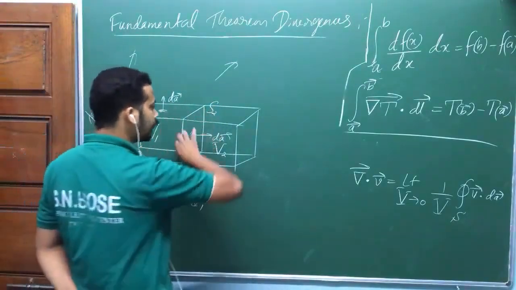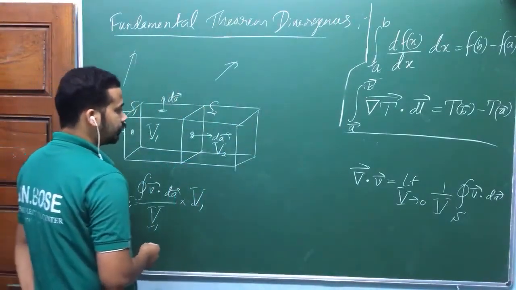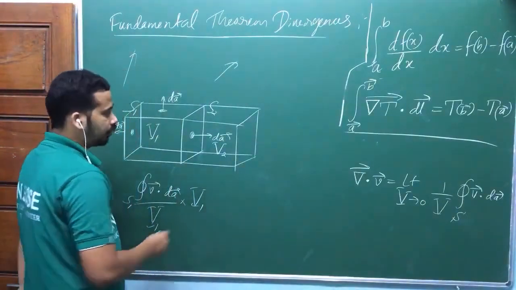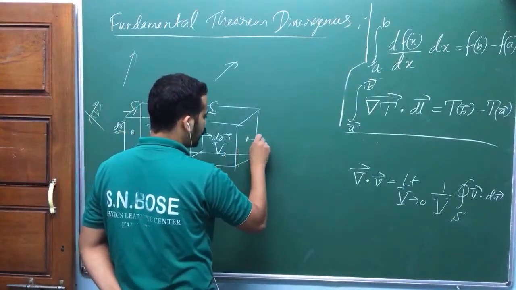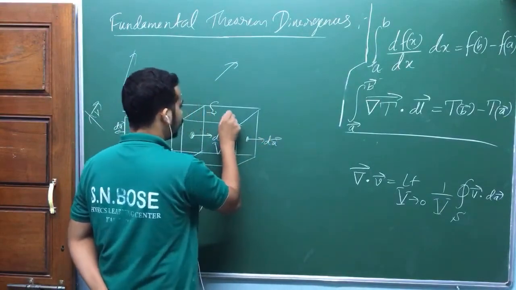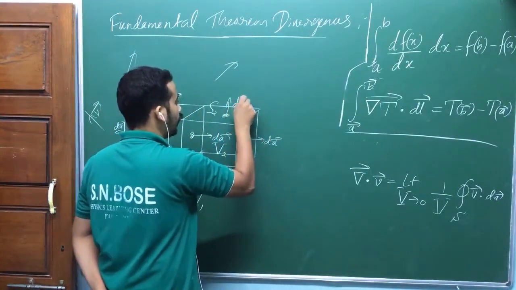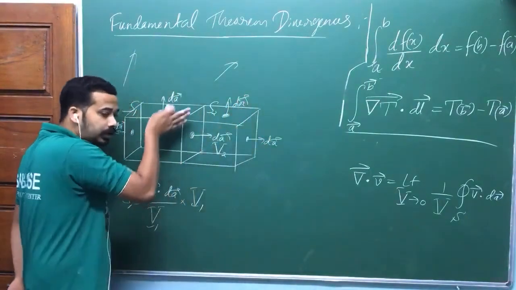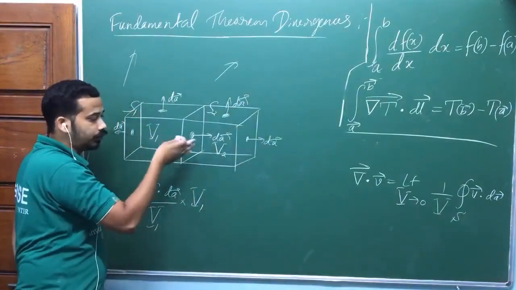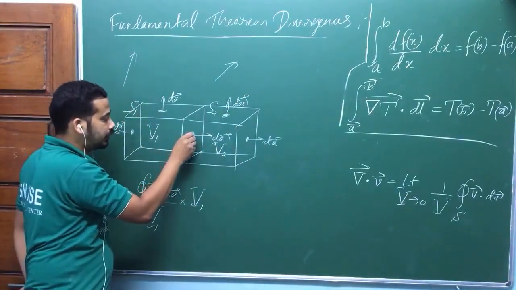While doing the surface integral over S2, here you take the dA vector like this, and here you take the dA vector like this. Which surface is common to both? There you take the dA vector, isn't it?